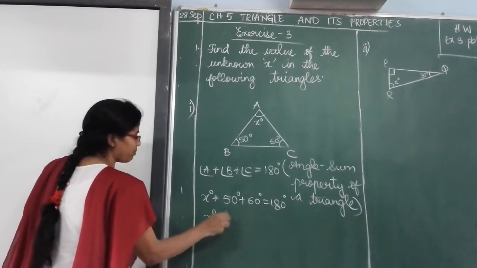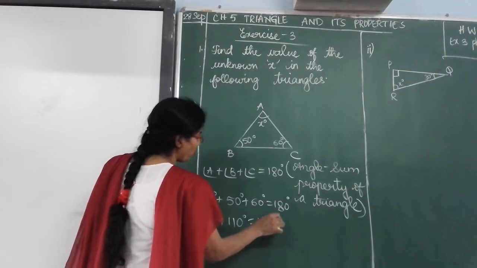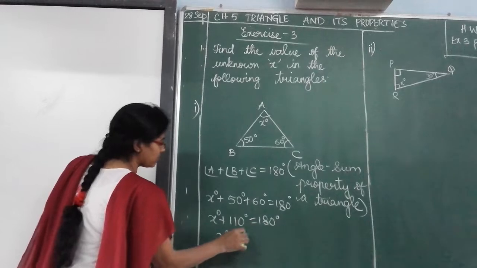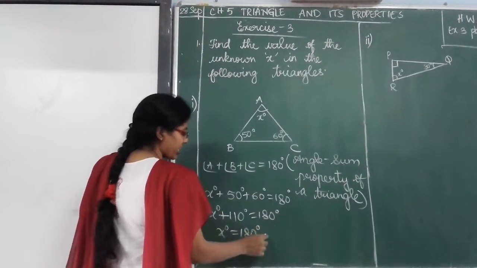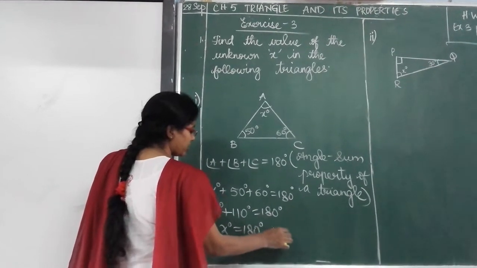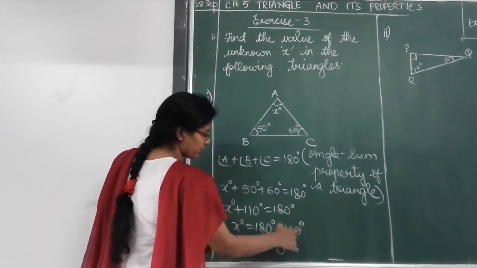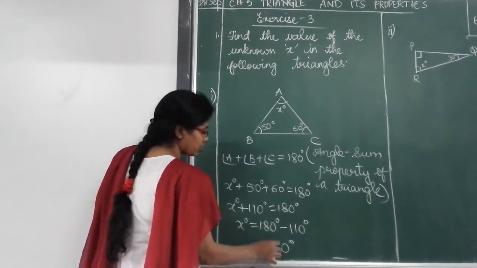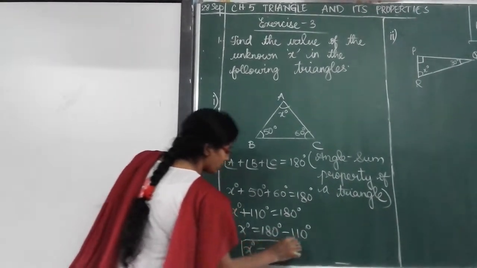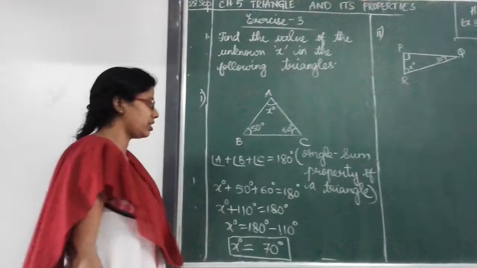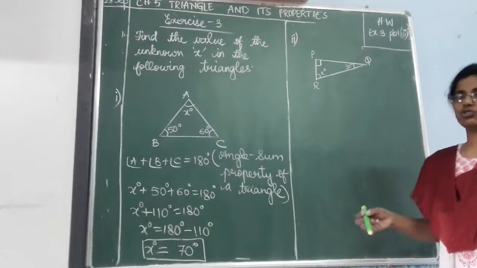So x degrees plus 50 plus 60 is 110 degrees. This is equal to 180 degrees. So x degrees is equal to 180 degrees plus, where is it going? It's transposed to the other side. It becomes minus 110 degrees. So 0 minus 0 is 0, 8 minus 1 is 7, 1 minus 1 is 0. So x degrees is equal to 70 degrees. So this is what you are supposed to write in your class workbook.